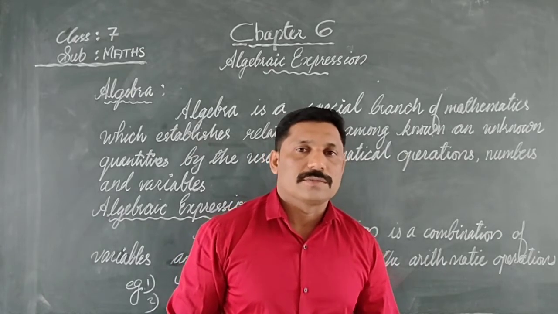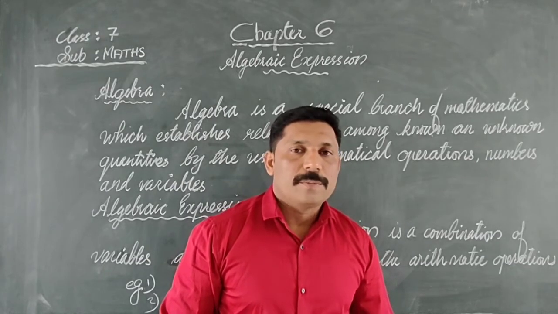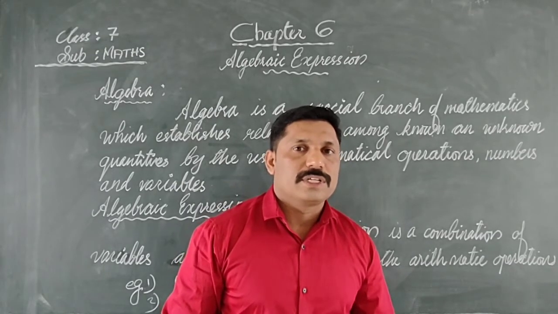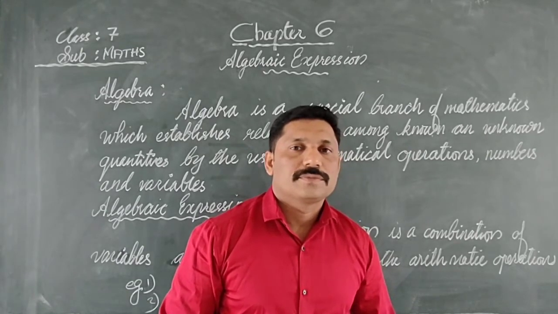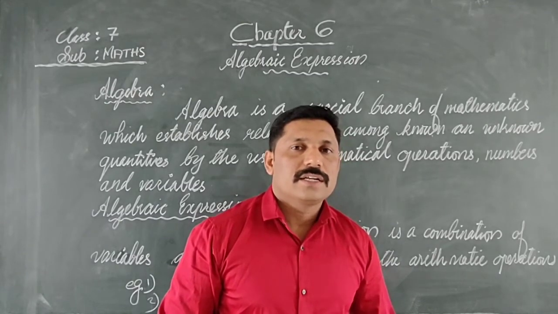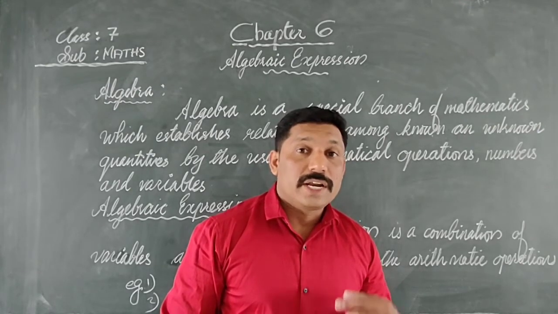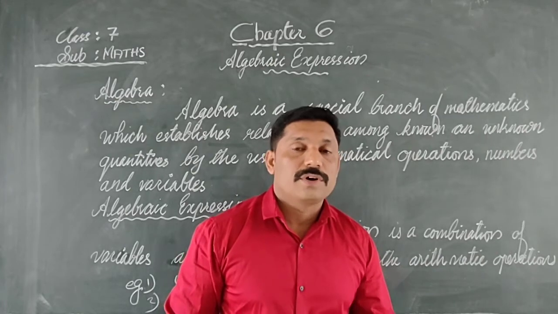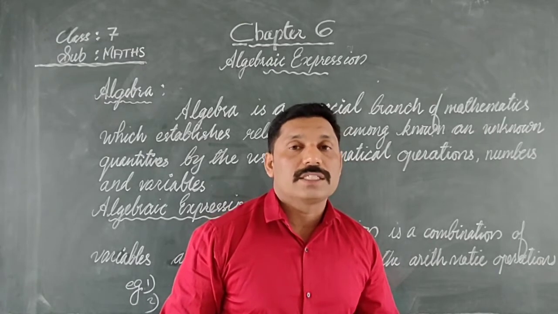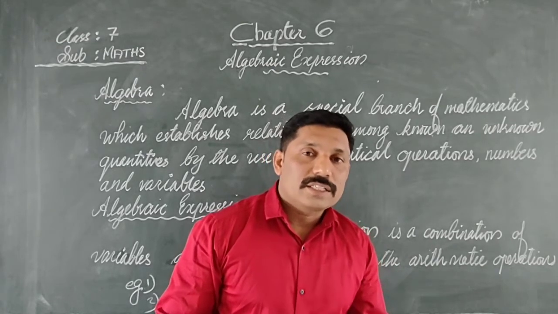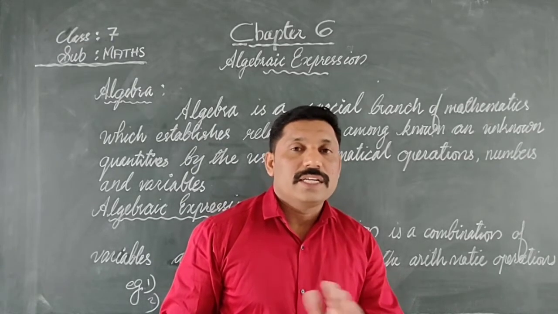For example, situations may arise in life where some quantities are unknown. Suppose at your home you ask your grandmother, grandpa, what is your age? Or grandma, what is your age? Then they will not say it directly. They say that my age is 3 times more than that of your mother's age. So you don't know what is grandmother's age, you don't know what is your mother's age. So here some quantities are unknown.